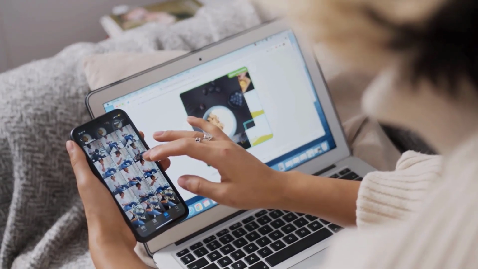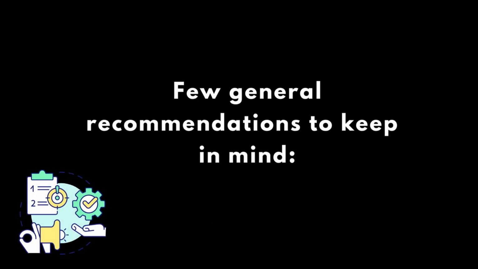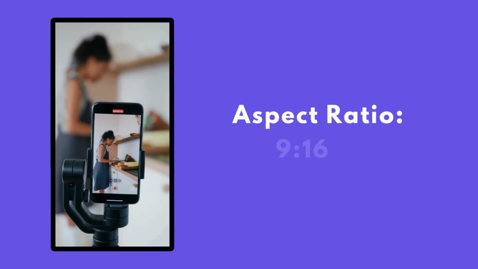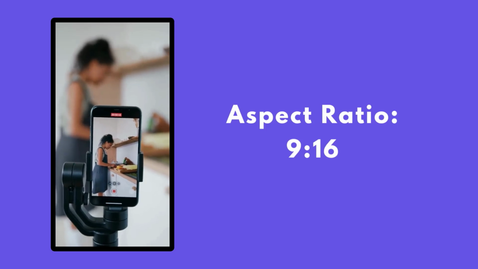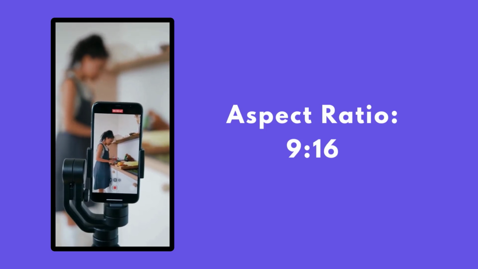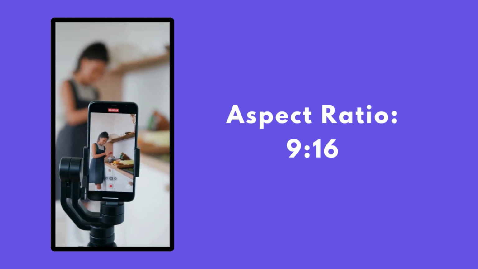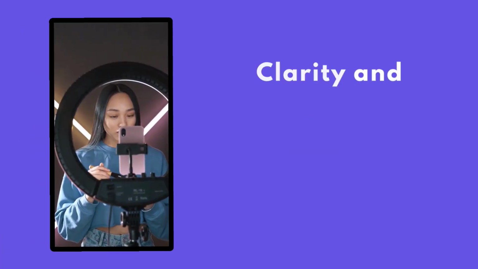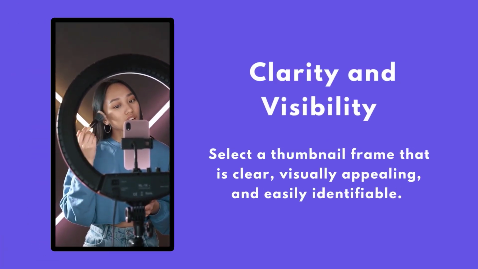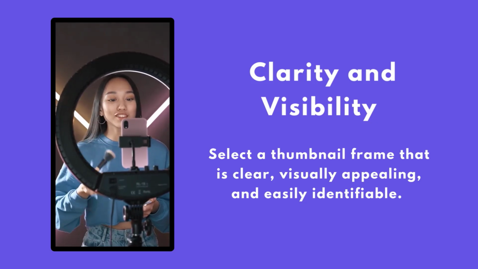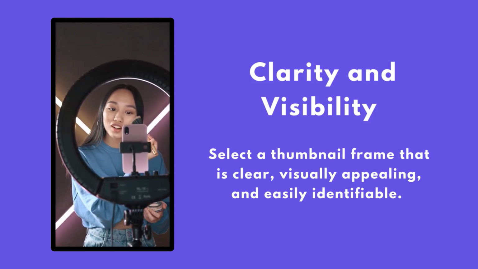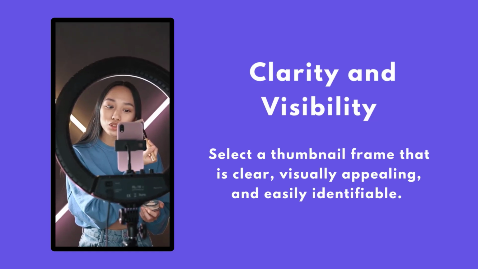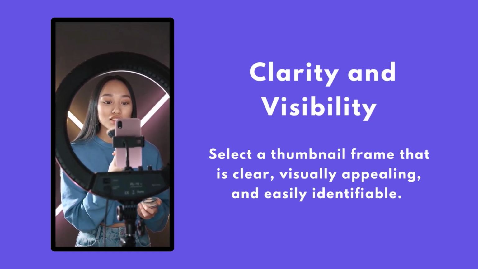By selecting a thumbnail that adheres to these guidelines, you can ensure your video is presented appropriately to the TikTok community. Also, there are a few general recommendations to keep in mind. TikTok videos typically have a 9:16 aspect ratio, so it is advisable to choose a thumbnail frame that matches this aspect ratio. This ensures that a thumbnail is properly displayed on user screens. Clarity and visibility. Select a thumbnail frame that is clear, visually appealing, and easily identifiable. Avoid choosing frames that are blurry or have poor visibility, as this may discourage viewers from engaging with your video.